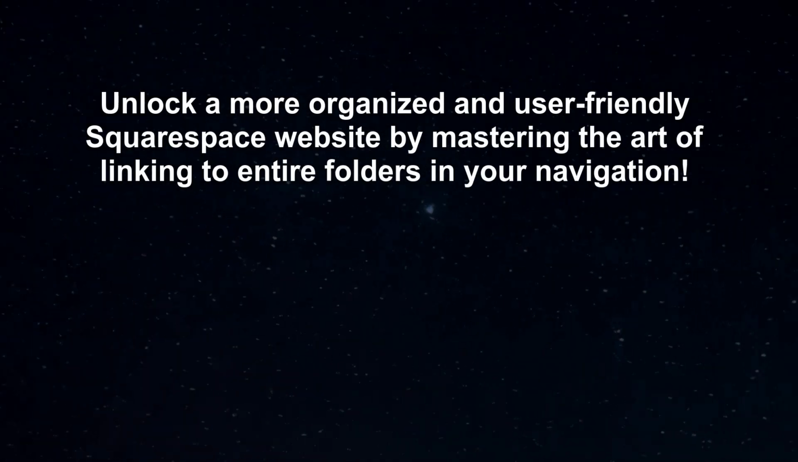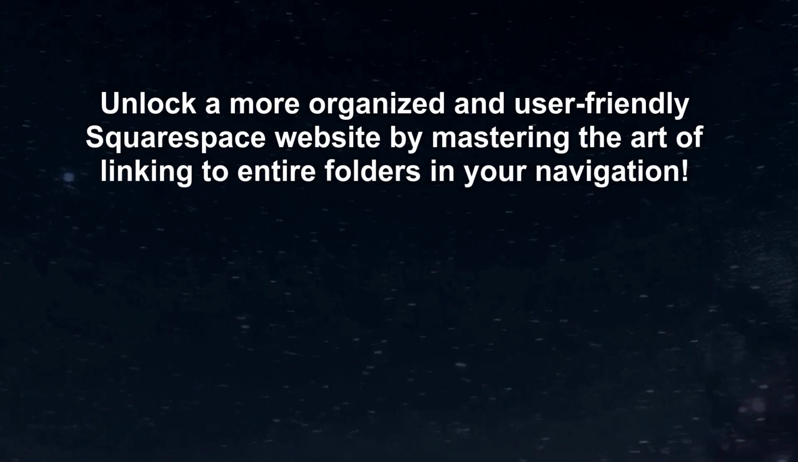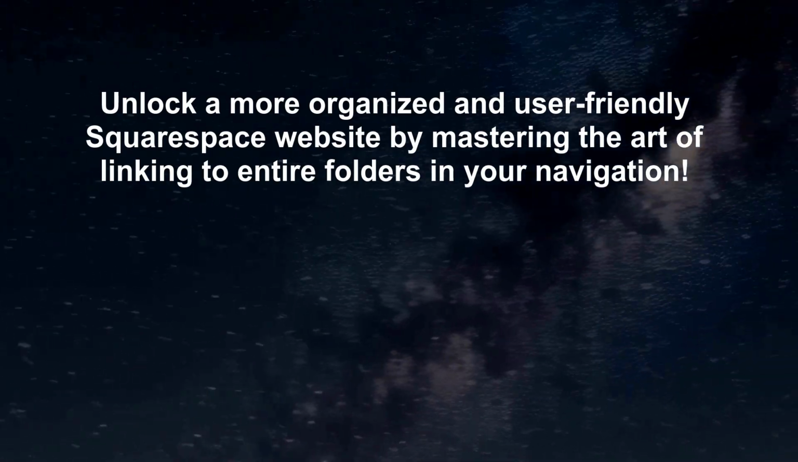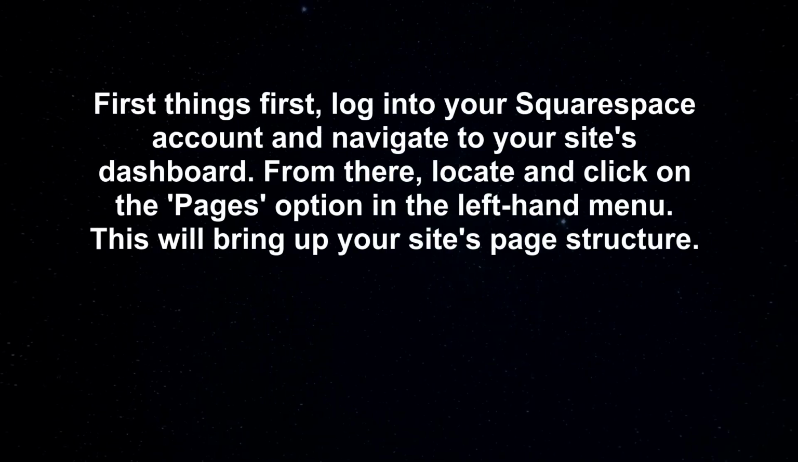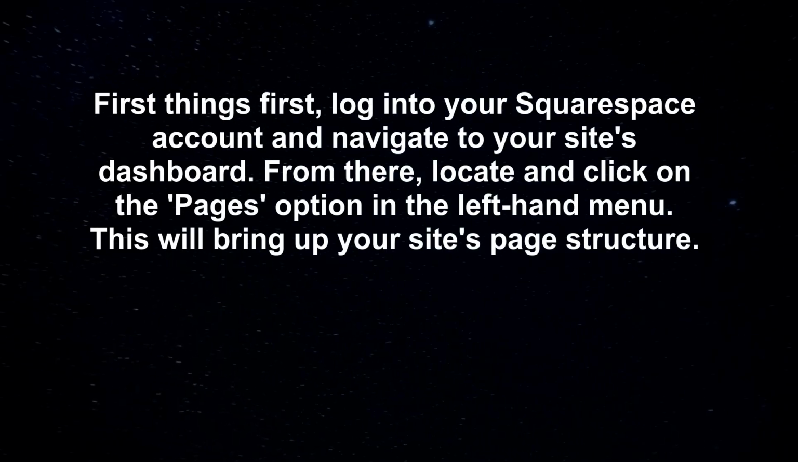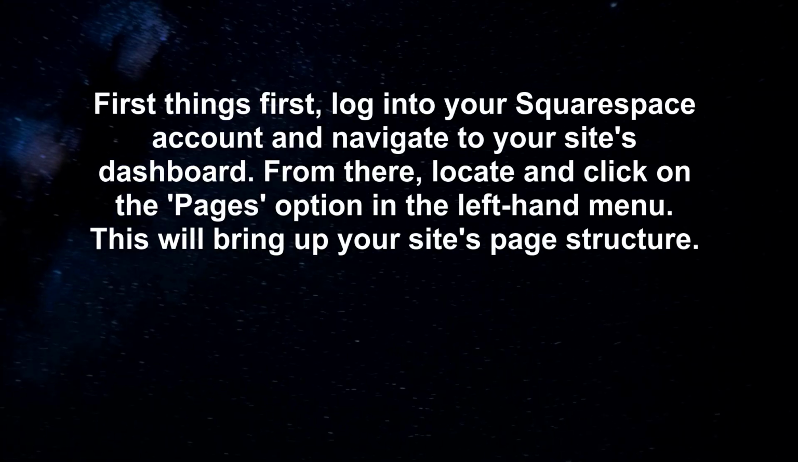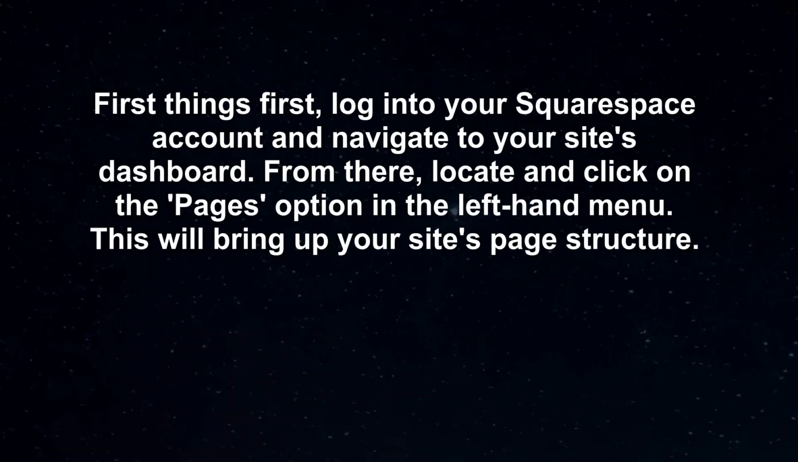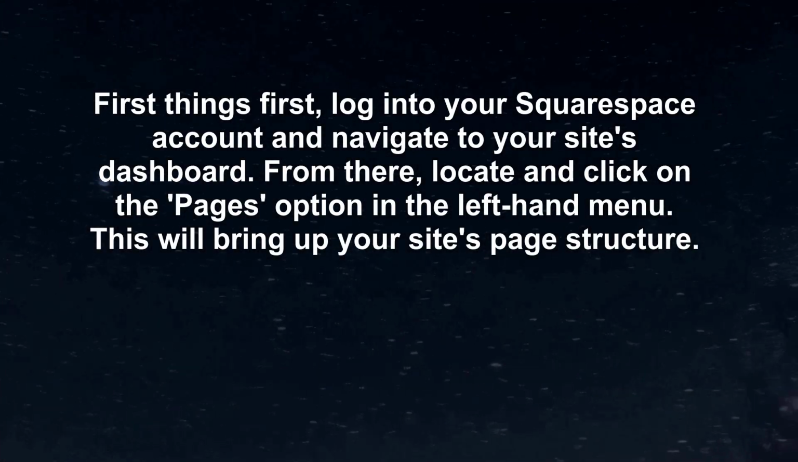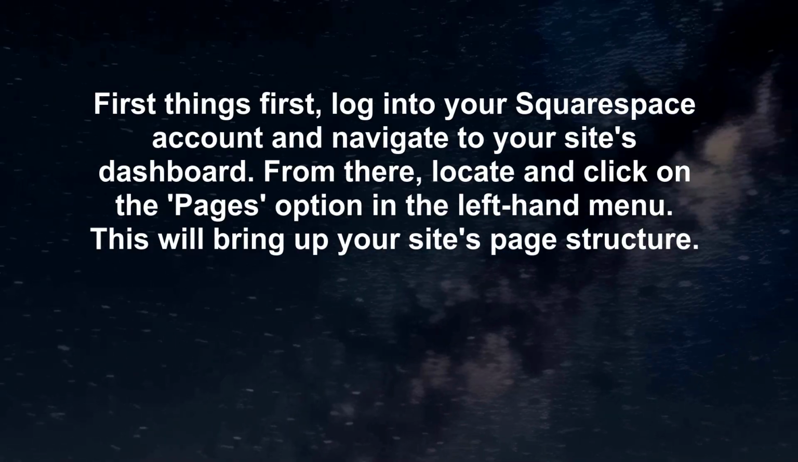Unlock a more organized and user-friendly Squarespace website by mastering the art of linking to entire folders in your navigation. First things first, log into your Squarespace account and navigate to your site's dashboard. From there, locate and click on the Pages option in the left-hand menu. This will bring up your site's page structure.